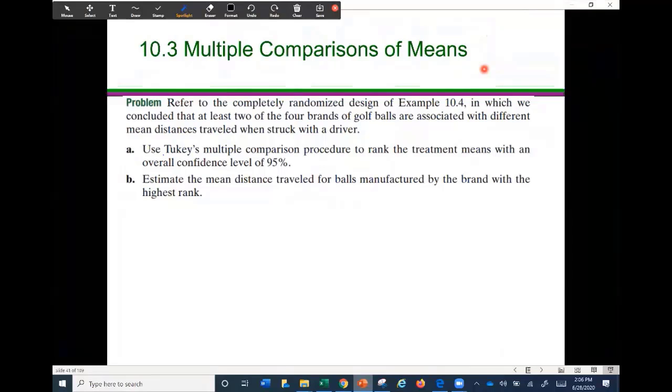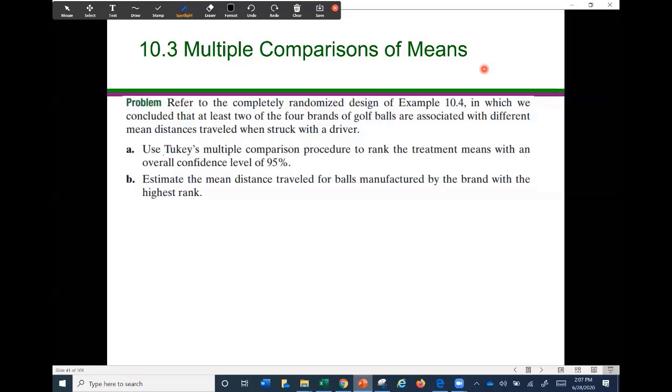In this problem, let's do a multiple comparison of means. Refer to the completely randomized design of example 10.4, in which we concluded that at least 2 of the 4 brands of golf balls are associated with different mean distances traveled when struck with the driver. First, use Tukey's multiple comparison procedure to rank the treatment means with an overall confidence level of 95%. Second, estimate the mean distance traveled for balls manufactured by the brand with the highest rank.